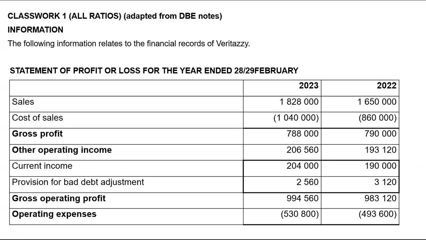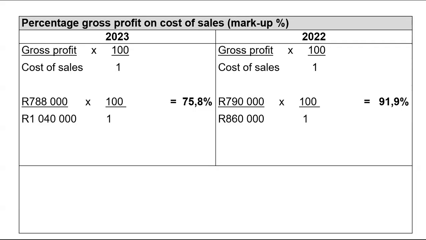Now let's check what happened with our gross profit on cost of sales. And you will notice that our gross profit on cost of sales has actually declined from 91.9% to 75.8%. And when you look at your gross profit, really, there isn't that much difference from 790,000 to 788,000. It declined by how much in this case? I think by around 2,000, which is not that much, okay?